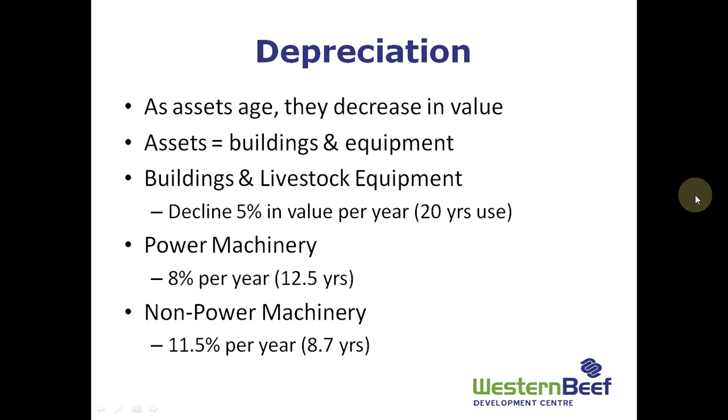When we do cost of production analysis, there are some standard percentage rates that I've used in tools and work that I've done in the past, and I'm just going to stick with those and suggest that you do as well. When you get into Western Beef's cost of production calculator, you can alter those values higher or lower as you see fit. But these are the suggested rates: 5% on buildings and livestock equipment, 8% on machinery that's powered, and 11.5% on non-powered.